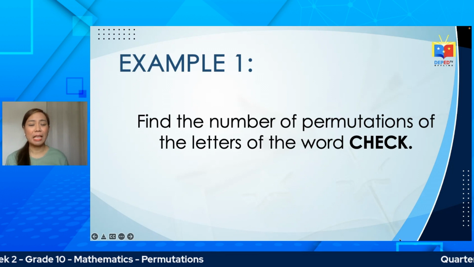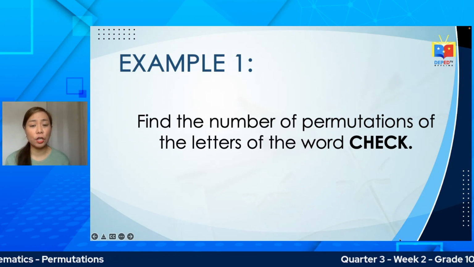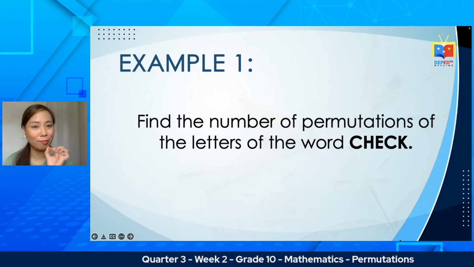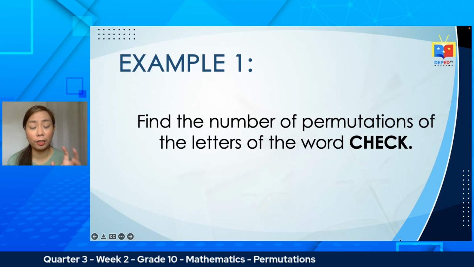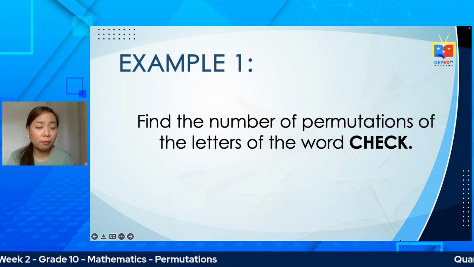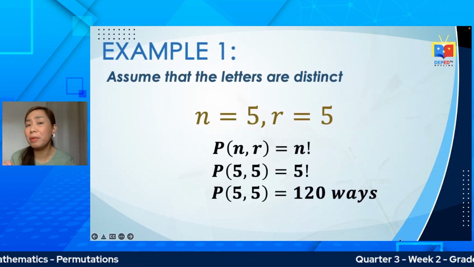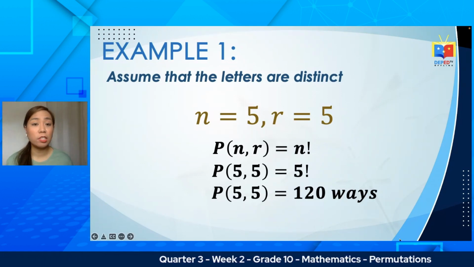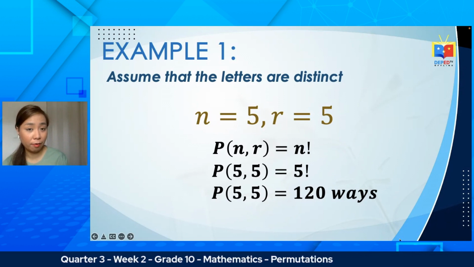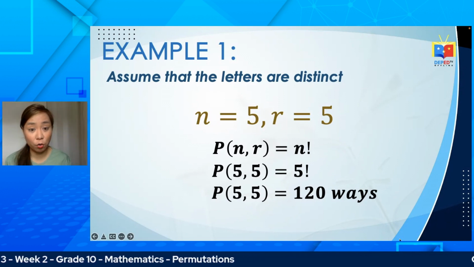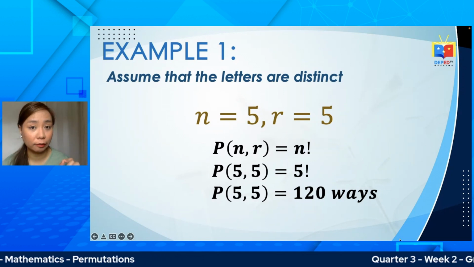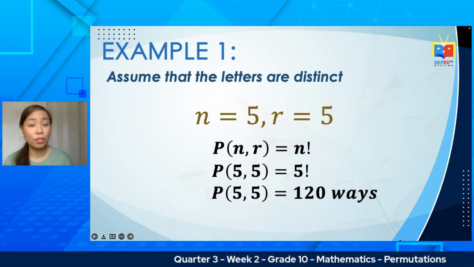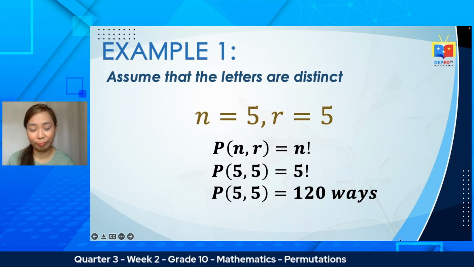Example 1. Find the number of permutations of the letters of the word check. Yes, you see it right. There are 2 C's in the word check. But let's solve it first, assuming that the letters are distinct. So, we have n equals 5 and r equals 5. Remember, when n and r are equal, we simply use n factorial. So we have 5 factorial. There are 120 ways to arrange those 5 letters.